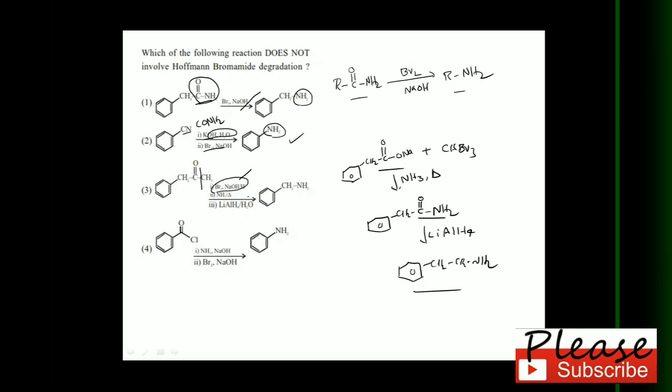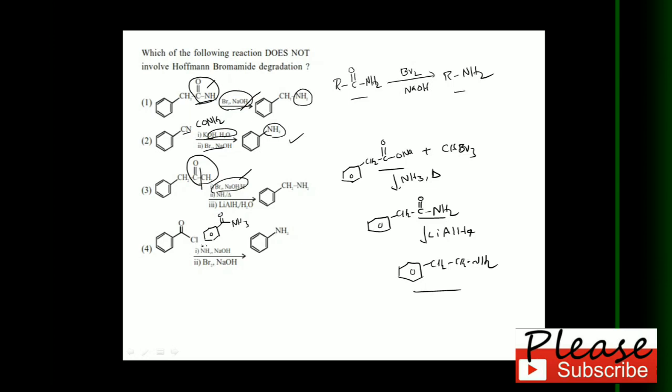Okay, so the very interesting point is bromine NaOH on the amides gives Hoffmann bromamide degradation reaction, and bromine NaOH on the methyl ketones gives haloform reaction. So that is the difference. Now here this acid halide on reaction with ammonia and NaOH: this acid halide is initially converted to amide by reacting with ammonia.